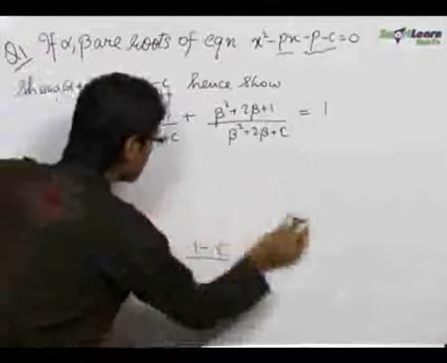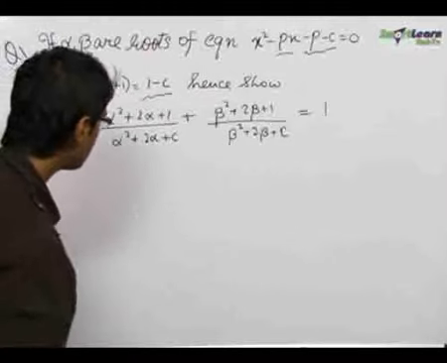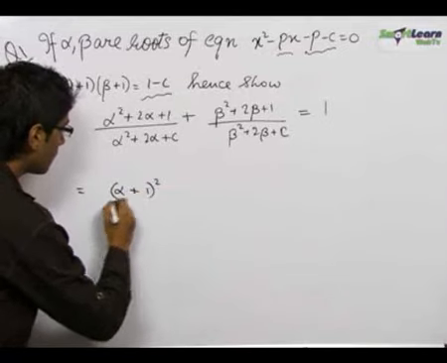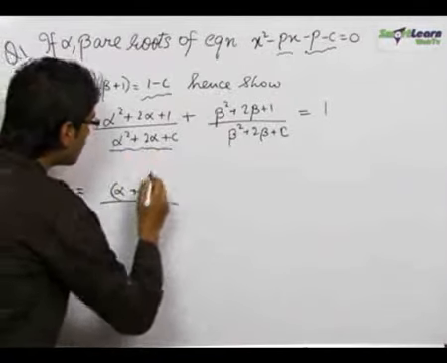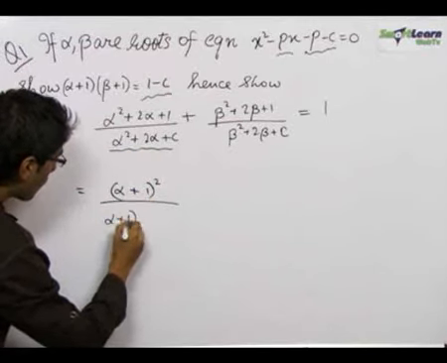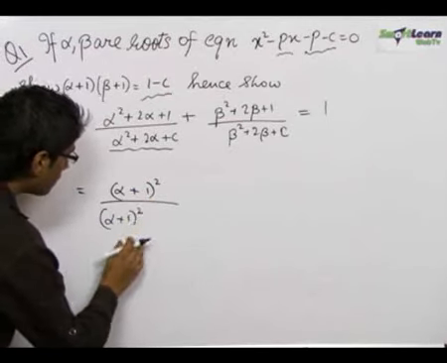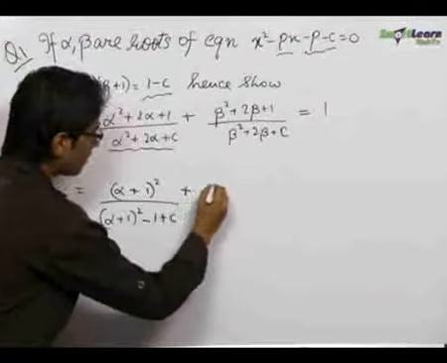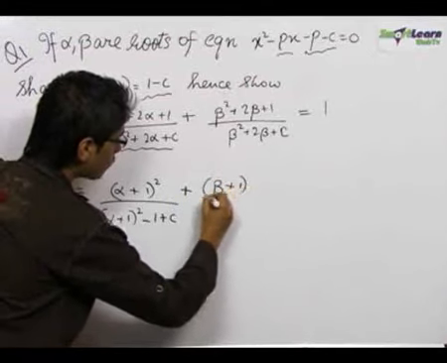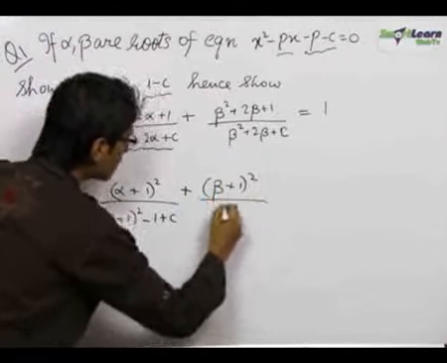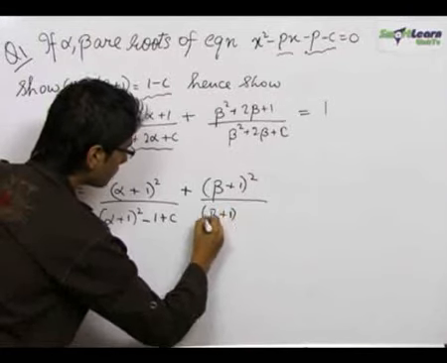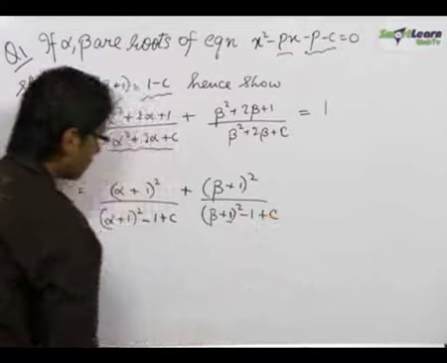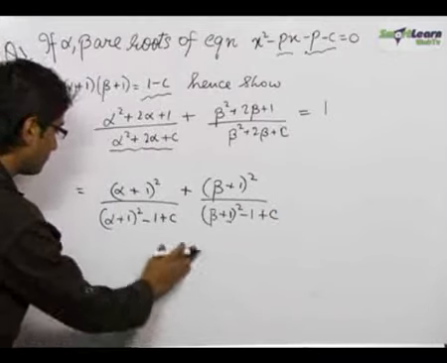Now our second part of the question says alpha square plus 2 alpha plus 1, which we can write as (alpha plus 1) whole square upon, now we can convert this also as (alpha plus 1) whole square. Since we have added an extra 1, we subtract a 1 plus c, plus this is also equal to (beta plus 1) whole square. This also we can convert into (beta plus 1) whole square, and since we have added this extra 1, we subtract a 1 to leave the expression as this.